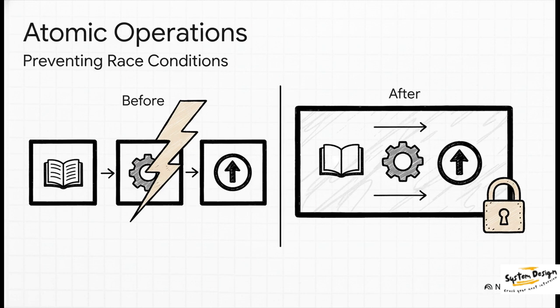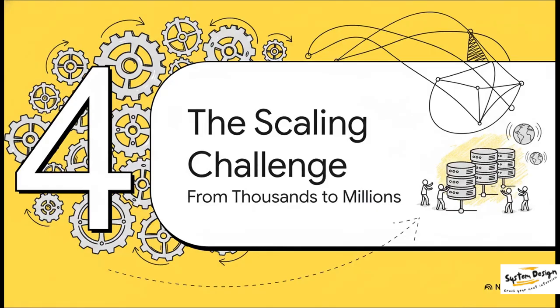And in Redis, the way we do this is with a Lua script. It basically tells the database, hey, run this entire block of code and don't let anything else interrupt you while you do it. And just like that, problem solved. Okay, so our logic is sound now. It's correct. But now we have to face a completely different kind of challenge: scale.